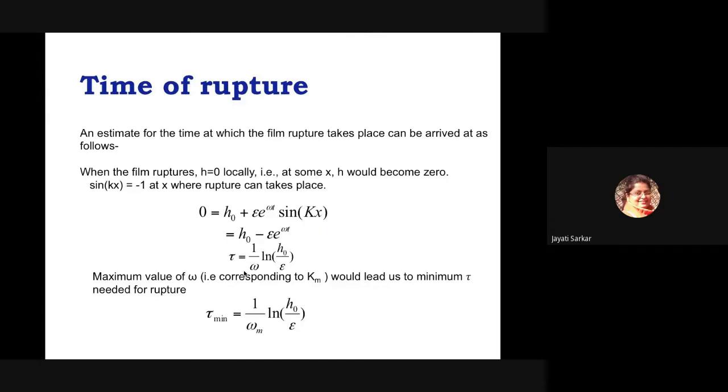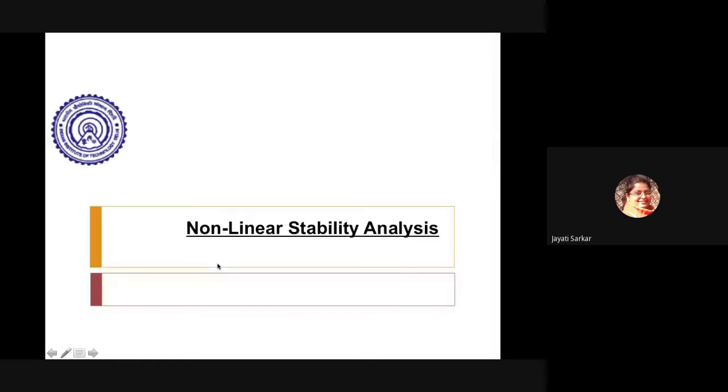So you can also get the time of rupture from this, right? This is the perturbation that we are giving to the system, that h is h0 plus epsilon f(x), where f(x) is a function of this. At rupture, the thickness is actually touching the base, so h is actually 0, and sin kx can be considered to be -1 in that case. From this, a rough time of rupture can be obtained as tau. Of all the omegas, the maximum omega will give you the minimum rupture time, right? So this is a linear stability analysis that gives an insight into the instability.